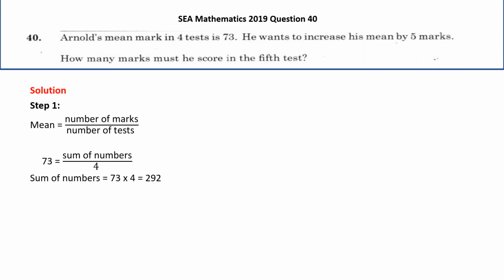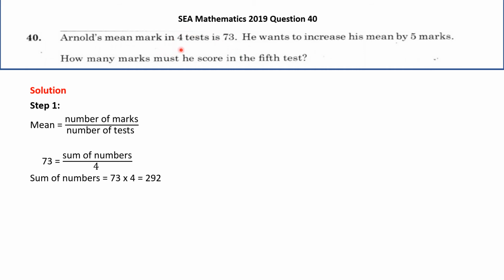Alright, so again, first thing we do, we write the formula. So we have mean is equal to number of marks. I just customized it with information for this question since we're dealing with marks and tests. So the mean will be the number of marks divided by the number of tests. So the mean they told us here is 73. The sum of the numbers, we don't know what that is, and they said 4 tests.